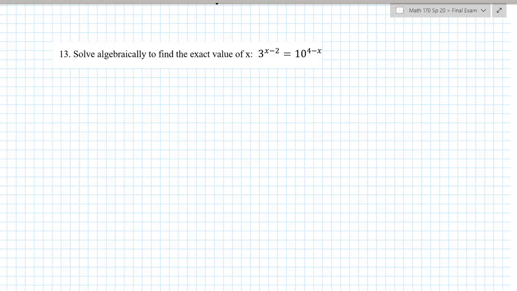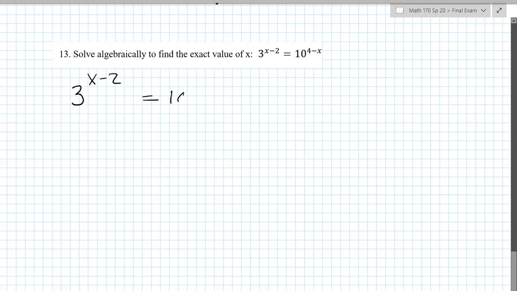We'd like to solve algebraically to find the exact value of x. Since we've got 3 to the x minus 2 is equal to 10 to the 4 minus x, our x's are in the exponents here, and it would be nice if we could match the bases of these two sides. If this were a 9, that would be convenient because 9 is 3 squared, and then we can just look at the powers after that.